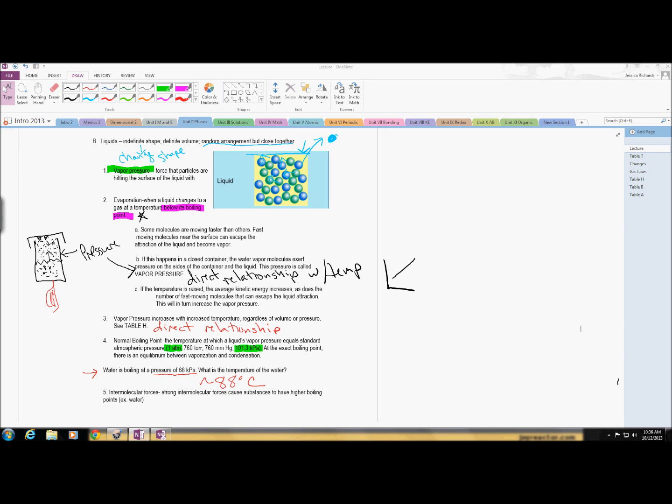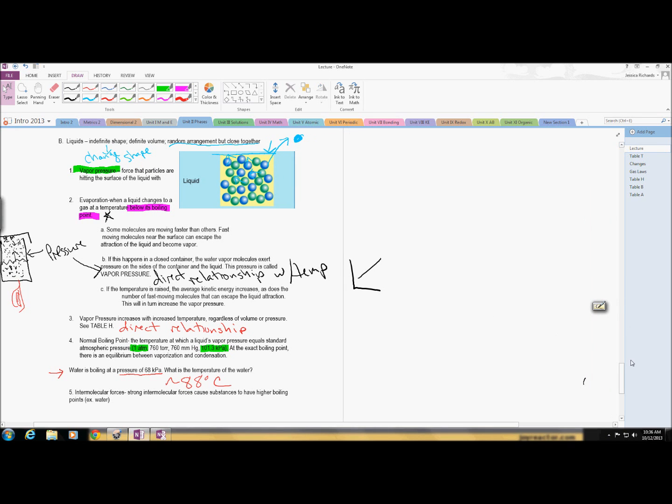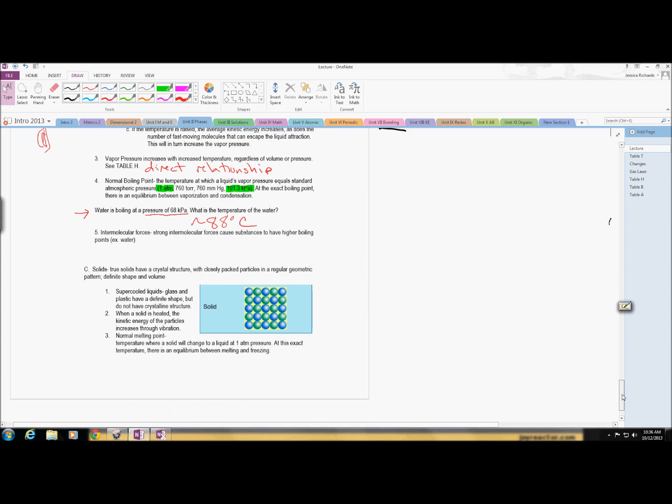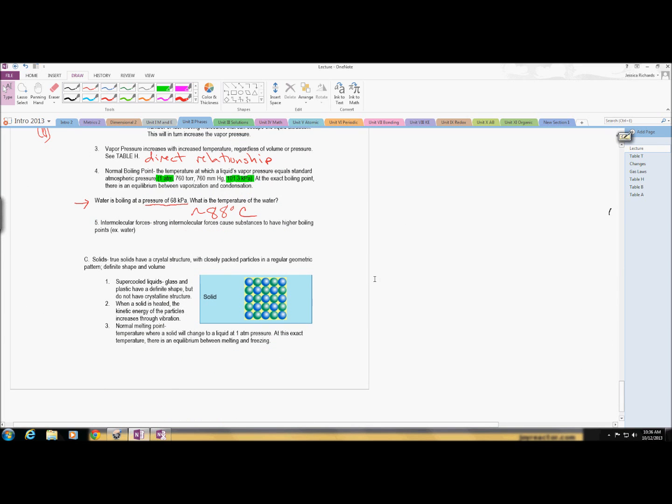Solids are going to be even shorter than the information that we had on liquids because, again, the particles are even closer together. So solids are very tightly packed particles. There's very little space in between them, and this regular geometric pattern becomes really important. Make sure they're in a pattern. Notice this one's blue, green, blue, green. Make it very obvious that they're in a pattern and that they're close together. They have a definite shape and a definite volume, which means they keep their size and shape.